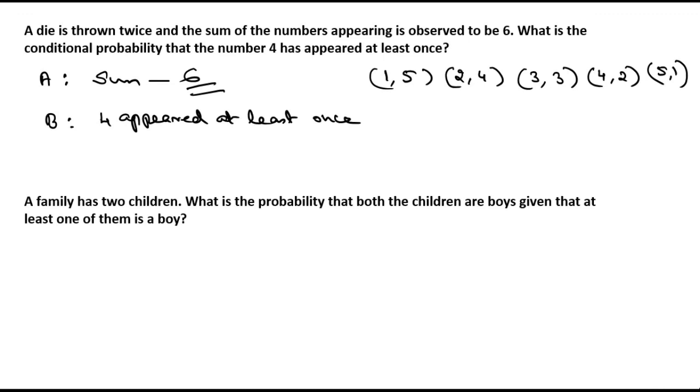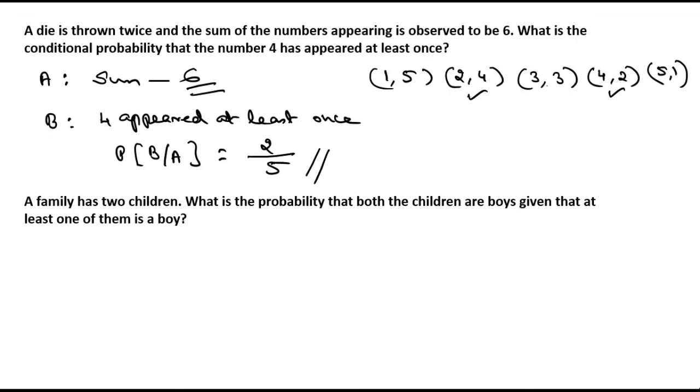So these are the possibilities when the sum is given as 6. We want to find the probability of B given A. A is given, the sum is given, so this is the sample space: 1, 2, 3, 4, 5. Now what are the favorable cases? 4 appeared at least once. So 4 is here once, and again one more. 2 cases have a 4; in the other cases, there is no 4. So it is coming 2 by 5.